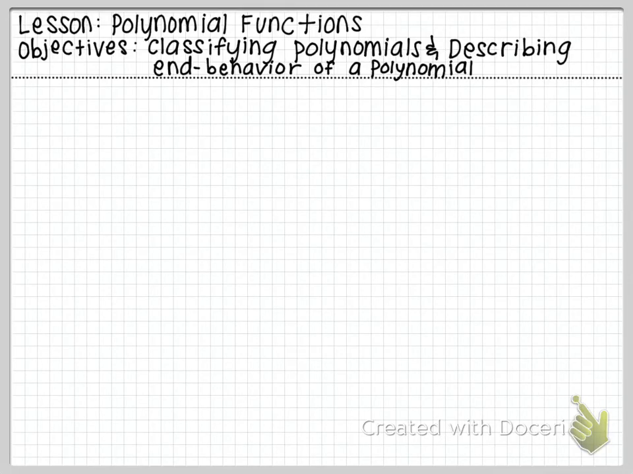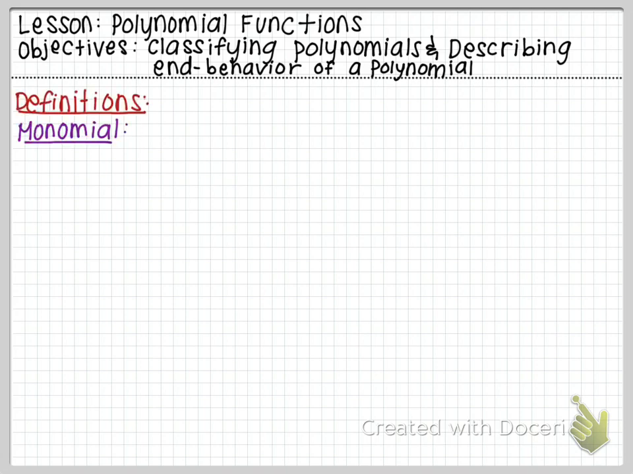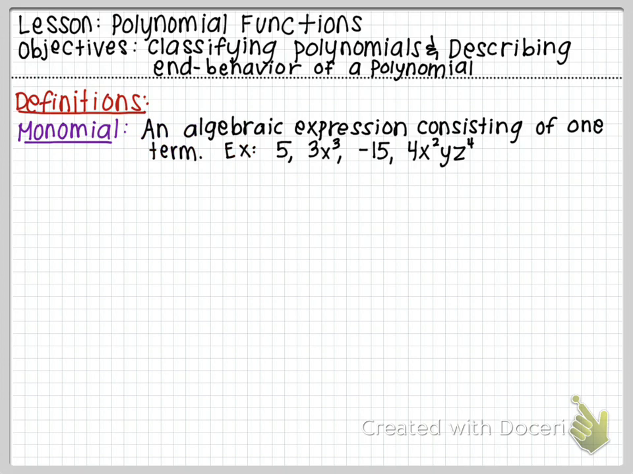Today our lesson is on polynomial functions, and our objectives are to classify polynomials and describe end behavior of a polynomial. So let's go over a few definitions first. A monomial is an algebraic expression consisting of one term. So 5 is a monomial, 3x cubed is another monomial, negative 15, and so on. So each monomial is separated by commas there.